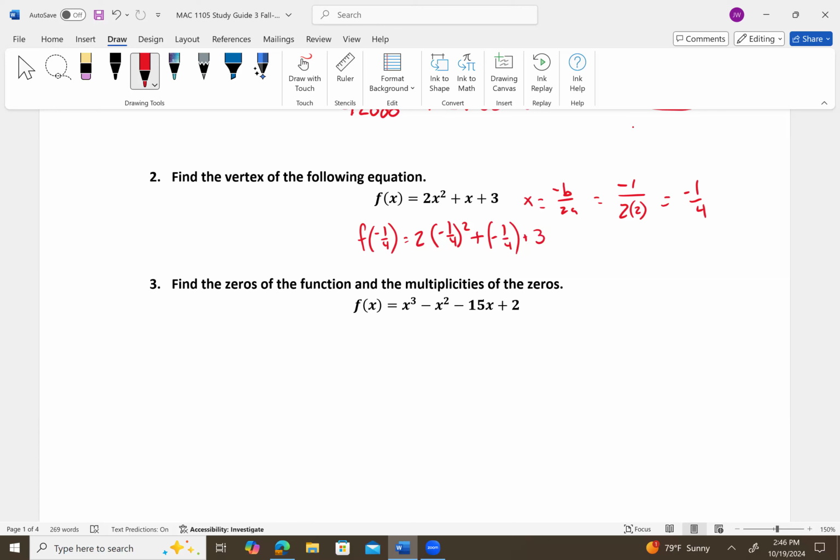So (-1/4) squared is 1/16, times 2, I have 2/16, which is 1/8, minus 2/8 plus 24/8 gives me 23/8. So my point is (-1/4, 23/8).